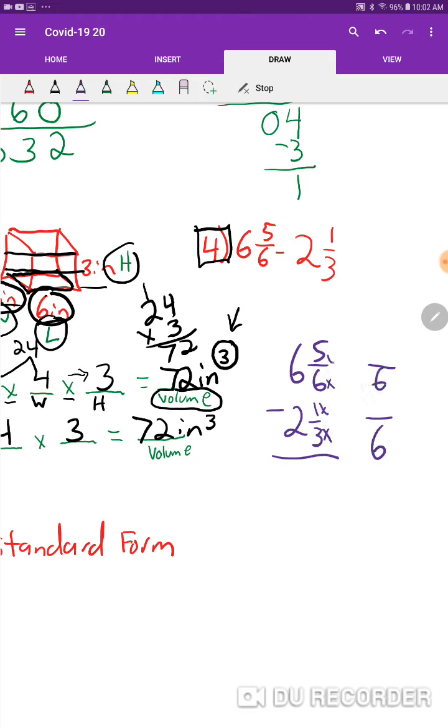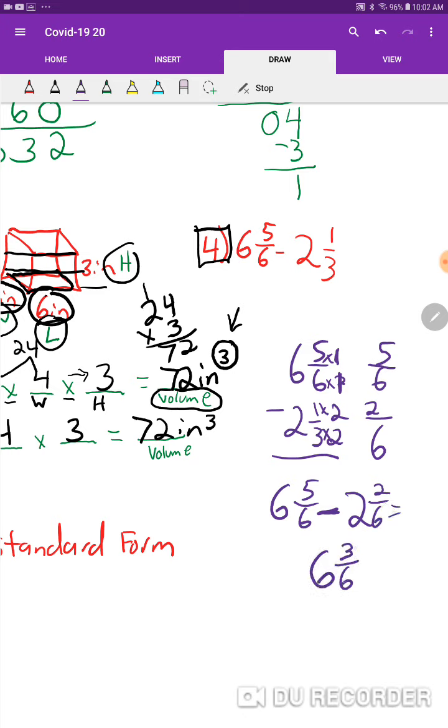4 x's. I know I'm doing this fast, but you guys are good at this. Times 2. Oops, times 1. Let's write it sideways. 6 and 5/6, take away, not adding, take away, 2 and 2/6 equals 4 and 3/6. That's right, 5th graders. What is 3/6 the same as? A half. So best answer, 4 and a half.